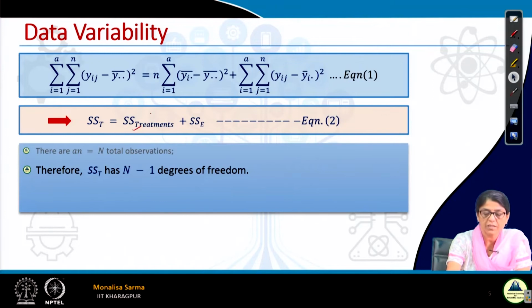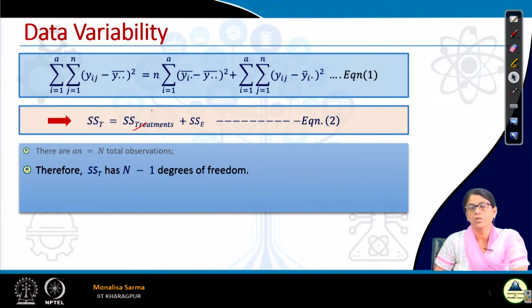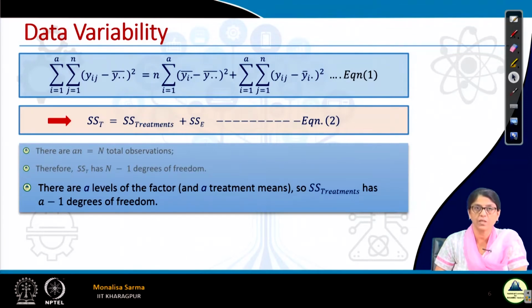Now tell me what will be the degrees of freedom for SS treatment. By dividing the sum of squares by the degrees of freedom we get a variance, right? So what is the treatment variance? To find the treatment variance, the degrees of freedom for SS treatment is A minus 1. Now what is the degrees of freedom for SSE? Of course, when we know the other two terms, we can definitely find out this term. That is one way.